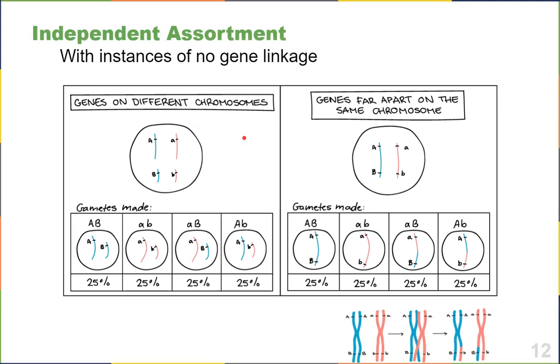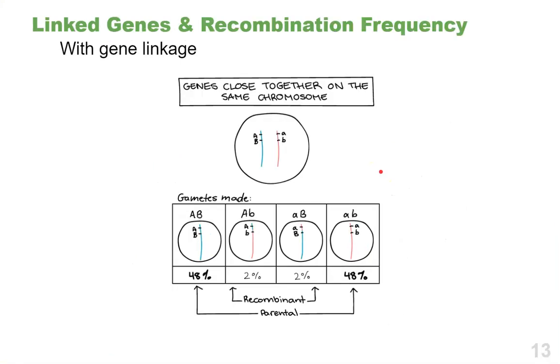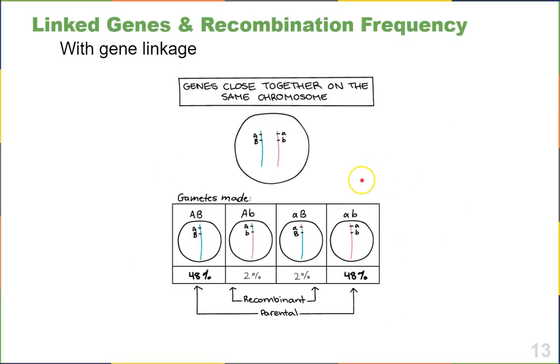Okay, so instances of no genetic linkage. So if I have genes on different chromosomes, they're not going to be linked together. And if I have genes that are really far apart on the same chromosome, they probably won't be linked together either because recombination can happen in between where they are located. So crossing over can occur within this large space here. So let me show you how gene linkage can occur.